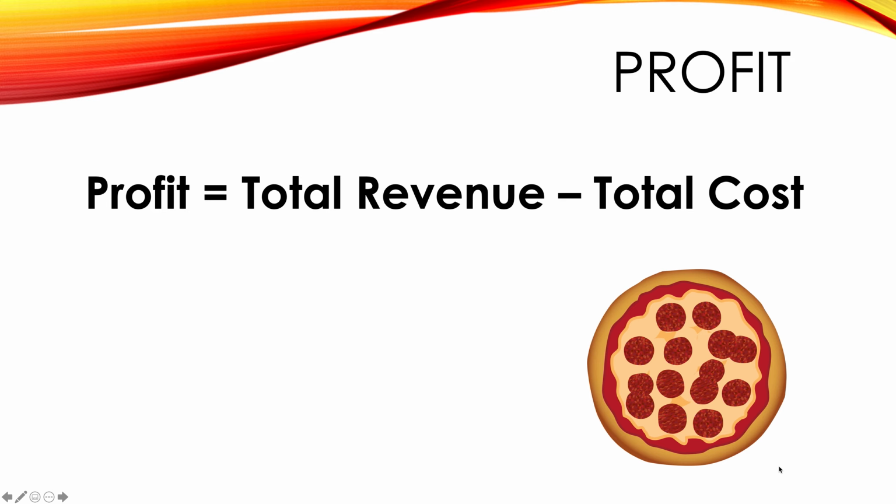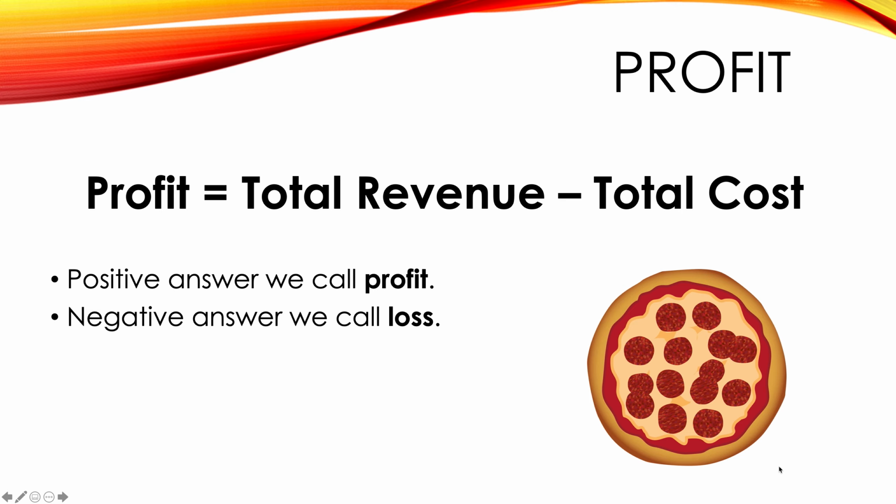So, if we get a positive answer to this equation right here, we're going to call that profit, right? It means that how much money they earned from selling their stuff is greater than how much money they spent in order to make that stuff. So they have leftover money. That's what profit is. If total revenue is greater than total cost, we've got profit.